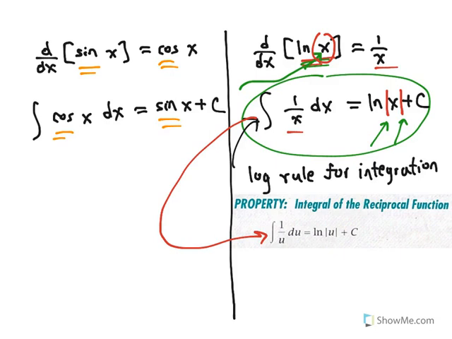And the other thing that I want to emphasize is that we have 1 over u with respect to u, because sometimes you may see an indefinite integral for which you can use the log rule for integration, but you may have to do a u substitution first. And that is why we prefer to write the rule in this form.